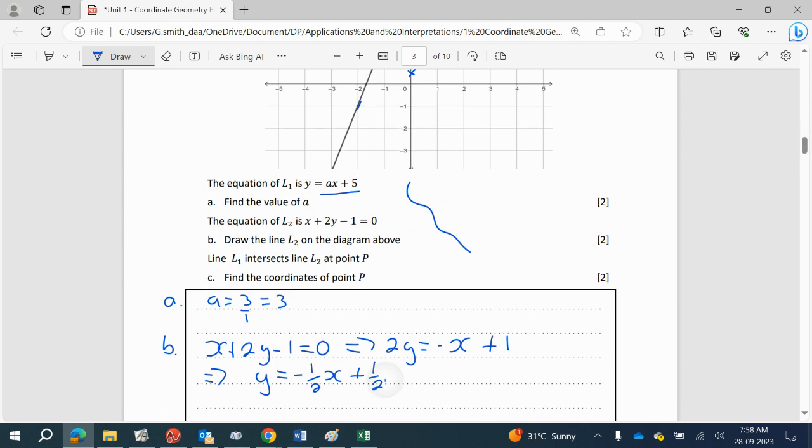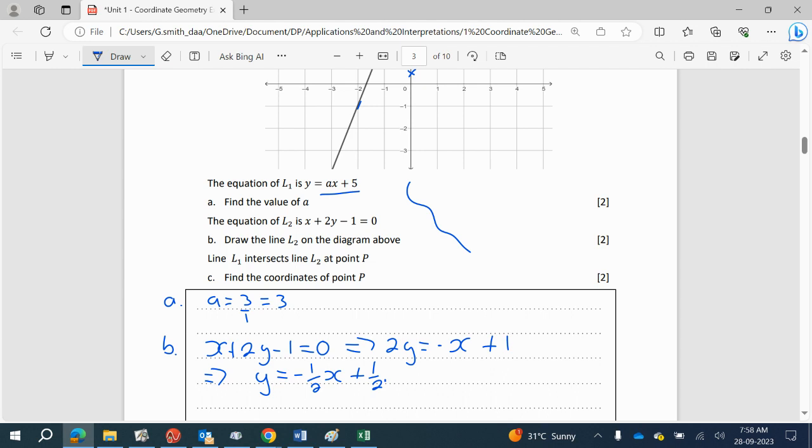The y-intercept is a half. So the slope triangle for this, what does it say to do? What does it say to do here in the slope triangle? It says minus a half. What does that mean in terms of a slope triangle?